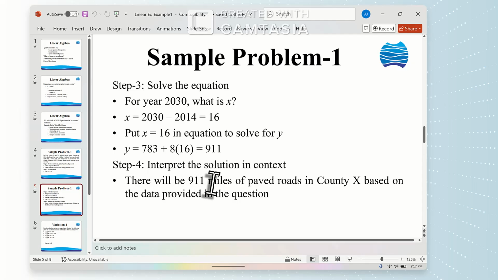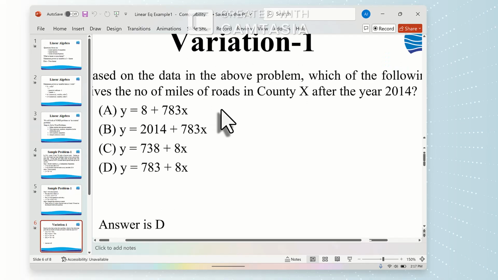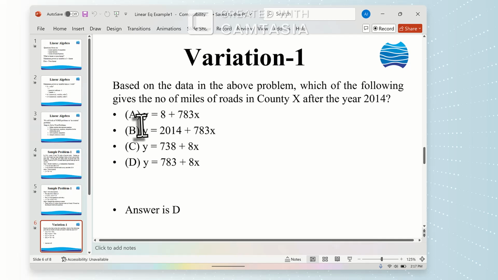So there will be 911 miles of paved roads in County X based on the data that is provided in the question. Now there could be variations. Based on the data in the above problem, which of the following is true? Okay, A, B, C, D. We have actually already solved this. On the right hand side, there is a constant number which is 783. So the choices with 8 and 2014, A and B, will be ruled out. Out of C and D, we know 783 is the number of paved roads in 2014. This 738 is given to confuse the students. So the answer is D.